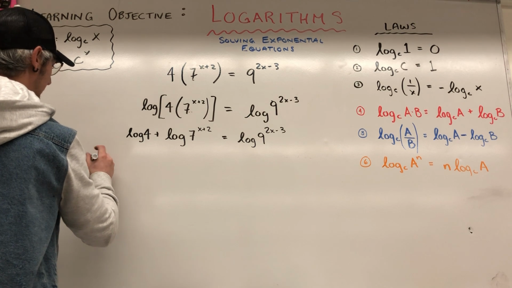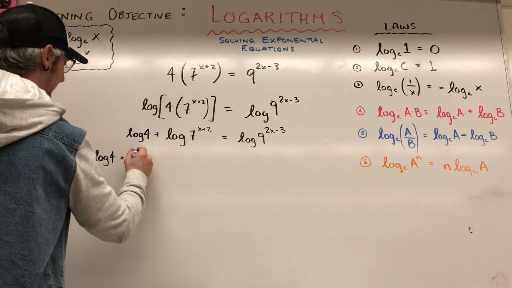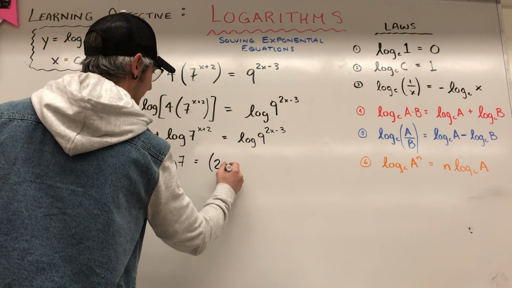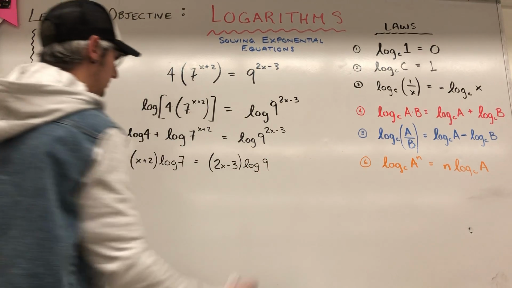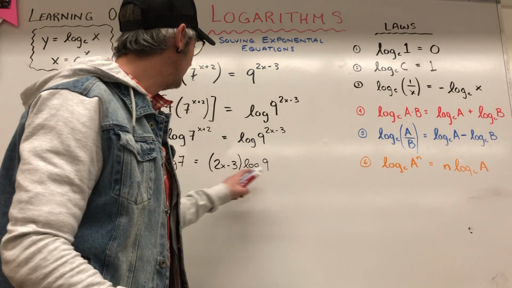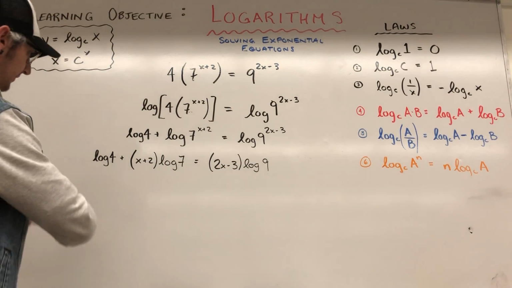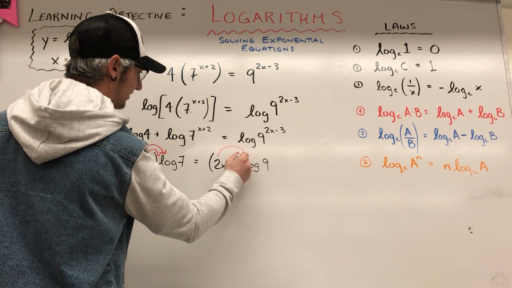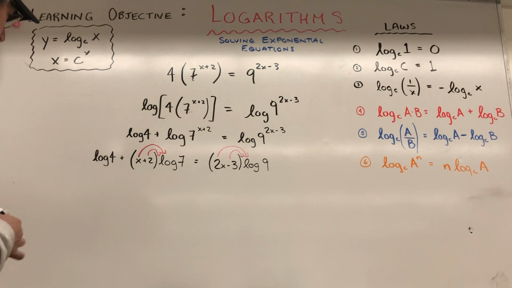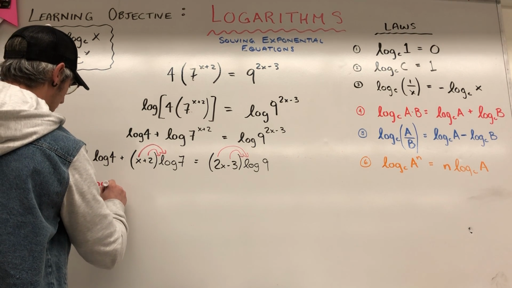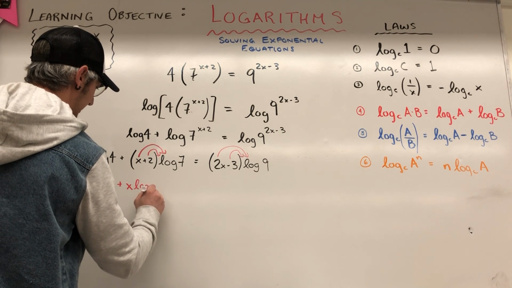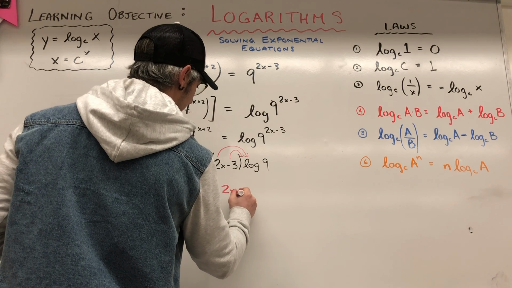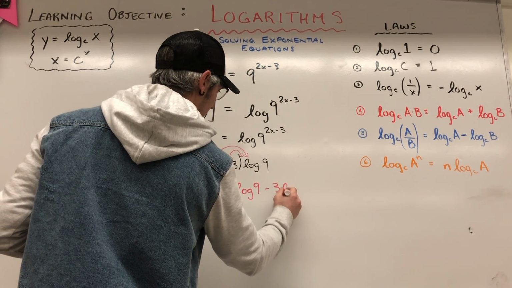The next thing I can do is bring down the exponents using this. So this log 4 is just going to stay out there, and we get log 4 plus x plus 2 times log 7 is equal to 2x minus 3 times log 9. And now, just like in the last problem, I'm going to expand these out to separate the terms, using binomial multiplication. This log 4 is just going to stay there for now. I multiply x times log 7 and 2 times log 7, 2x times log 9, and negative 3 times log 9. When I do that, I get log 4 plus x log 7 plus 2 log 7 is equal to 2x log 9 minus 3 log 9.